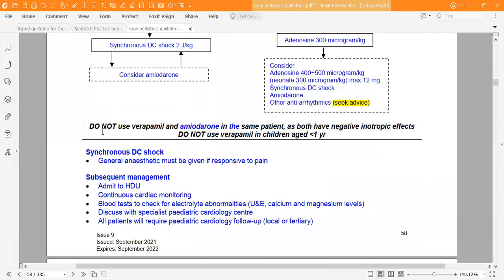In the books here it says do not use verapamil and amiodarone in the same patient, as both have a negative inotropic effect. Do not use verapamil in children aged less than 1 year. So verapamil is a calcium channel blocker. Do not use it in ages below 1 year, and do not use verapamil and amiodarone together in the same patient.